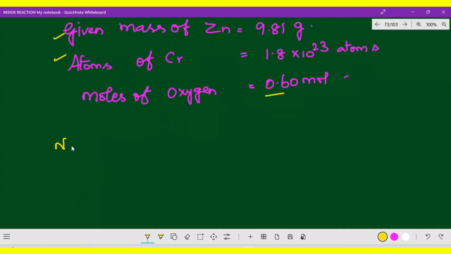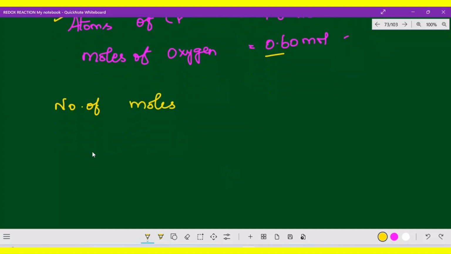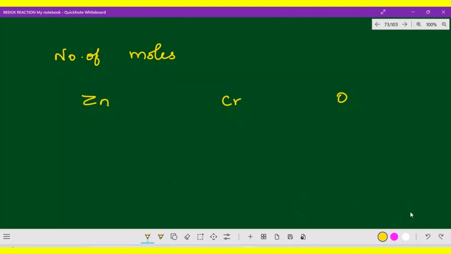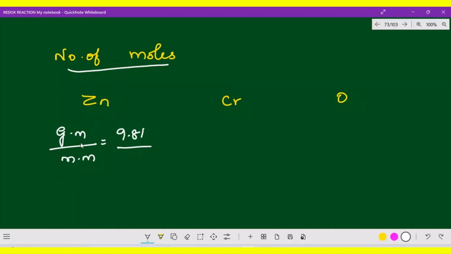So number of moles of zinc, the second one chromium, here oxygen, so that it will be orderly and we can write it. So how to write it? Given number of moles, how to identify? Given mass by molecular mass. So 9.81 divided by atomic mass. Here we can only bring atomic mass, so here 65.38 gram per mole.